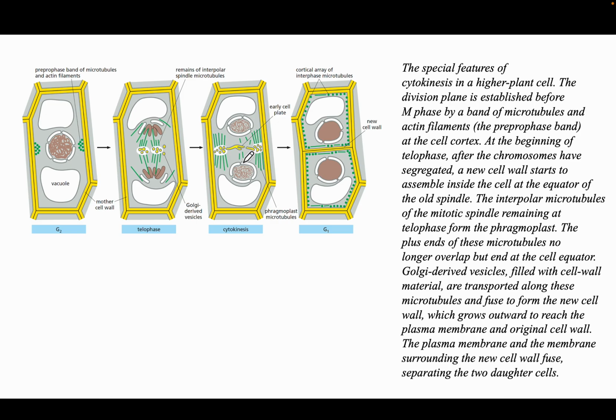Golgi-derived vesicles filled with cell wall material are transported along these microtubules and fuse to form the new cell wall, which grows outward to reach the plasma membrane and original cell wall. The plasma membrane and the membrane surrounding the new cell wall now fuse, separating the two daughter cells.